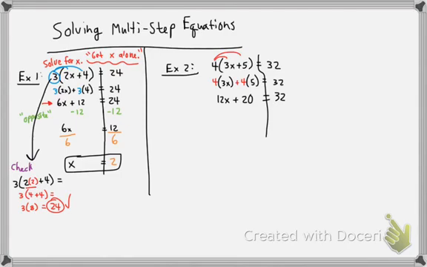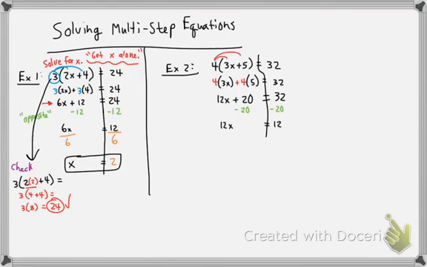Again, I want to get x by itself. If x has a number next to it, like it does in this case, save him for last in almost all cases. So if I want to get 12x by itself, I got to move that 20 to the other side. The opposite of plus 20 is minus 20. So I have a 12x on the left. 20 minus 20 is 0. On the right, it's 32 minus 20, which is 12.